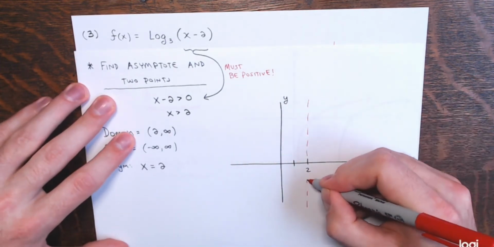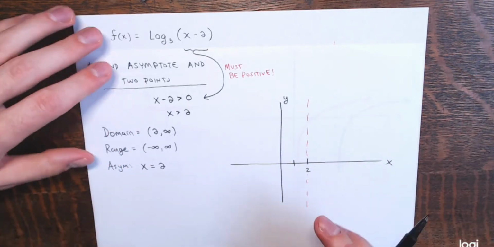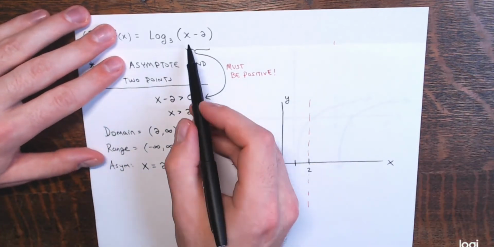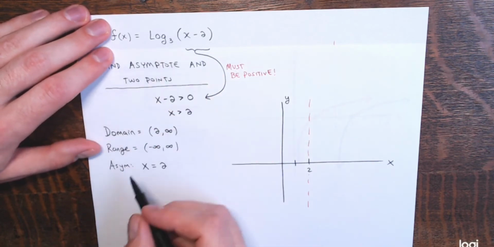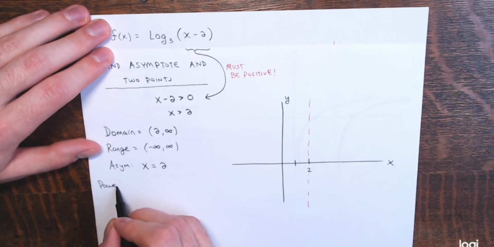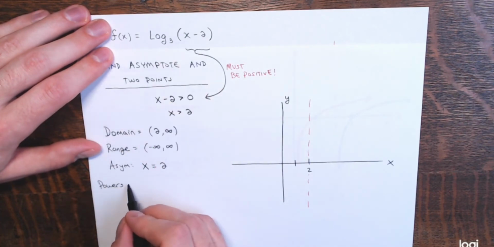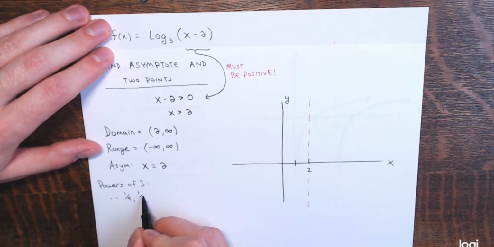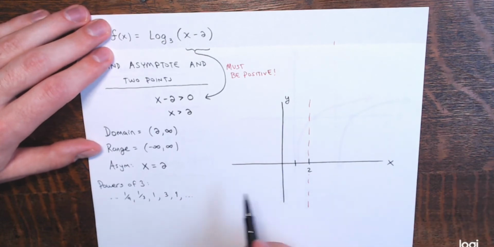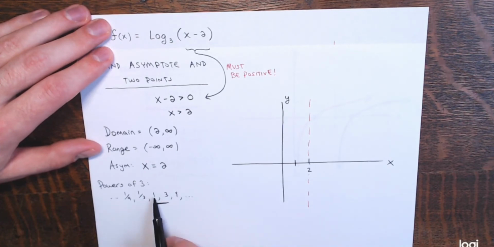And then I just need 2 points. Now again, what I would like in here, since it's log base 3, I'd like to have powers of 3 inside the logarithm. Now powers of 3 would be like 1/9, 1/3, 1, 3, 9, etc. And like I've been doing, I think the easiest 2 to get are 3 to the 0 and 3 to the 1. The 0th power and the first power, 1 and 3.